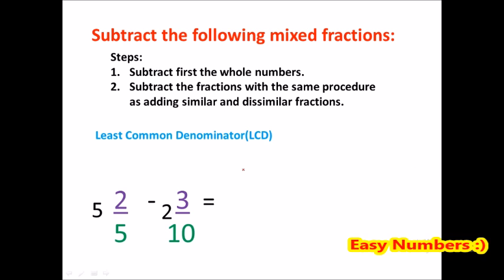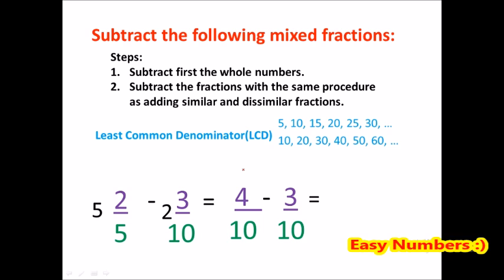Another example is 5 and 2/5 minus 2 and 3/10. Let us again find the LCD, which is 10, and then 10 divided by 5 is 2, times 2 is 4. 10 divided by 10 is 1, times 3 is 3. Then we can have 4 minus 3 is equal to 1 over 10. And then also you can subtract the whole numbers. 5 minus 2 is 3, so you can have 3 and 1/10.